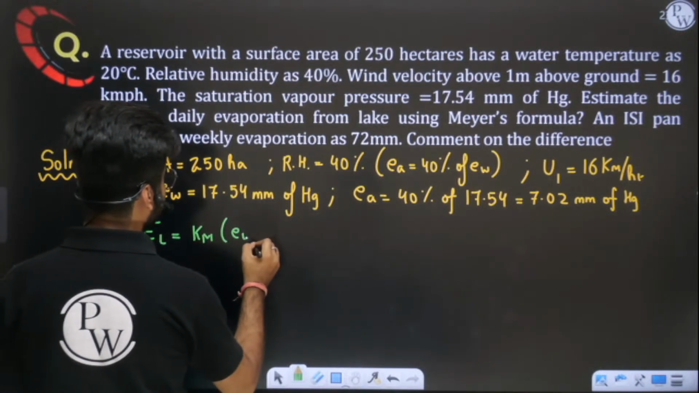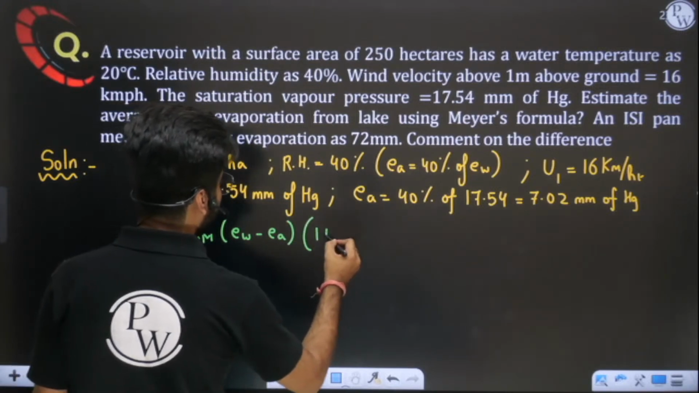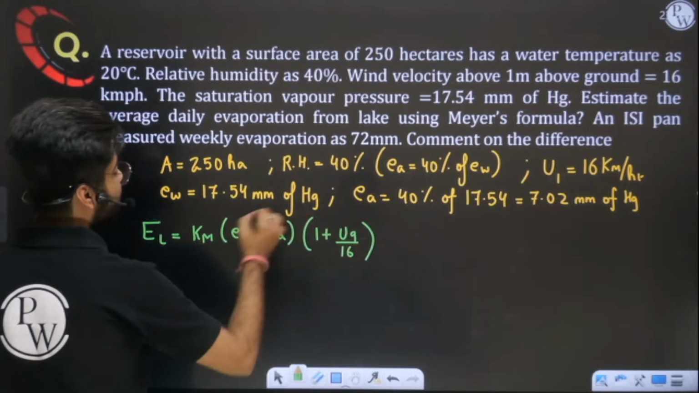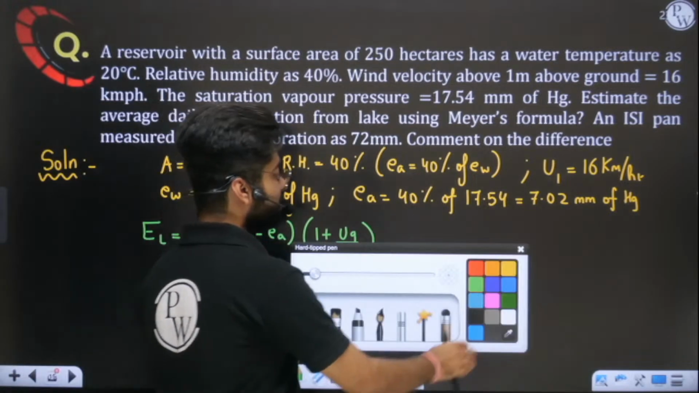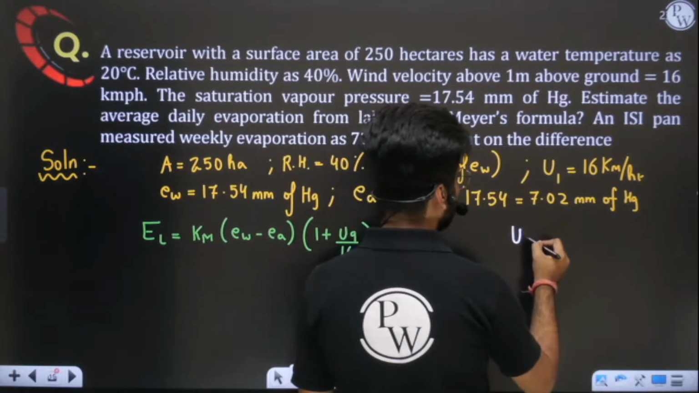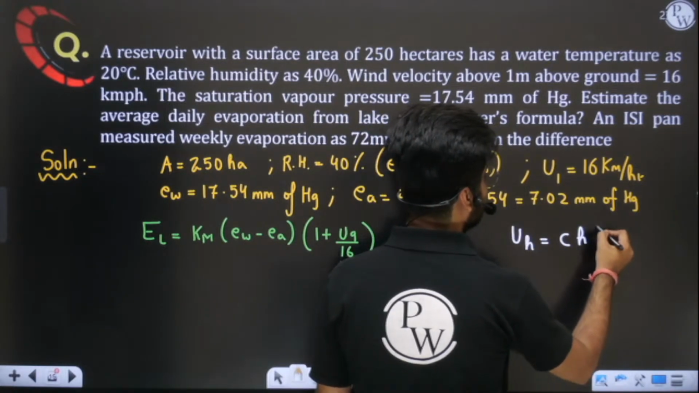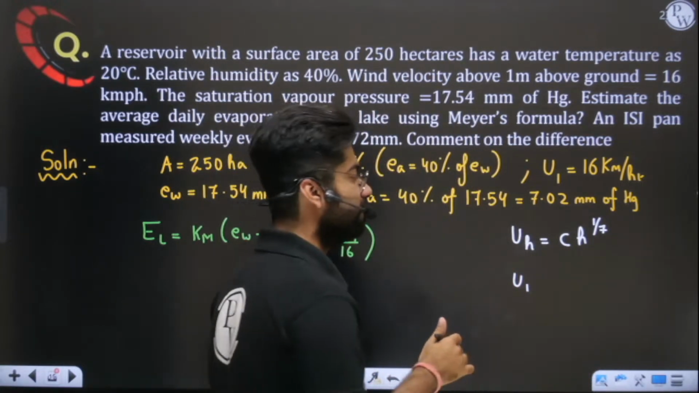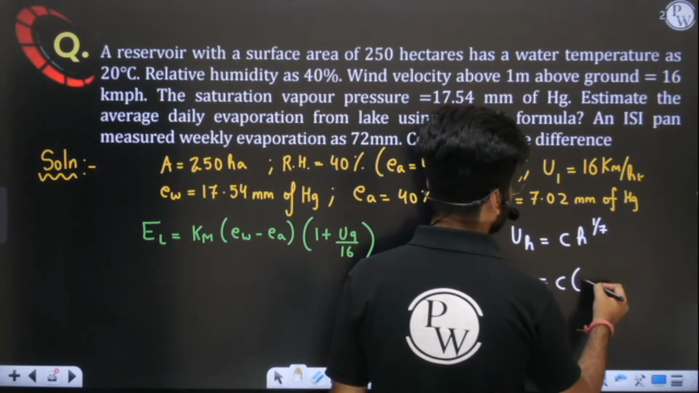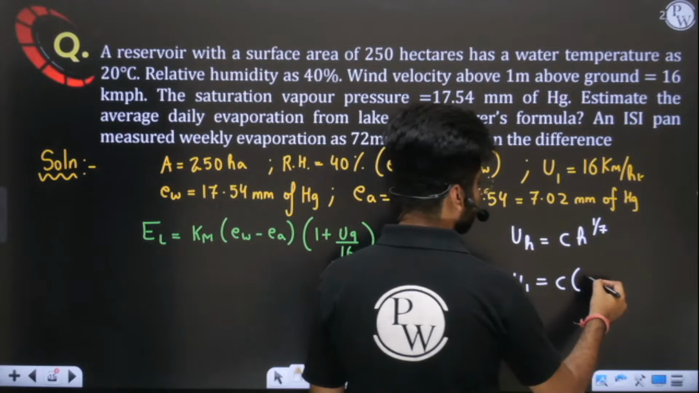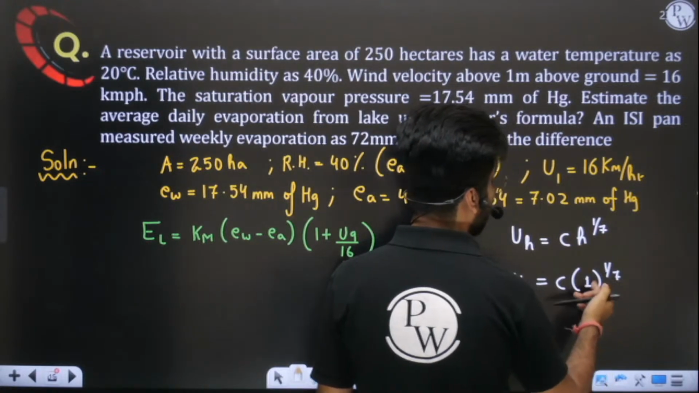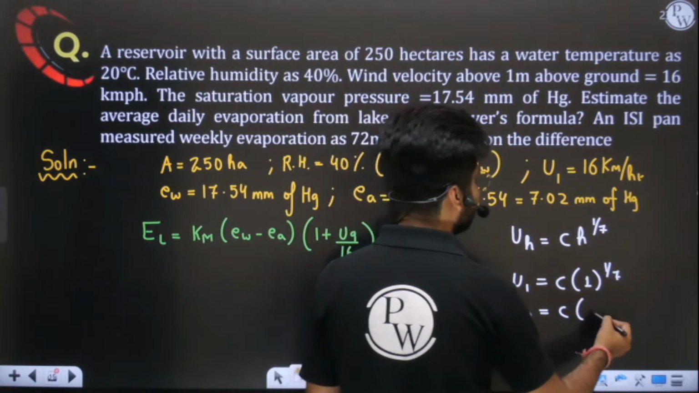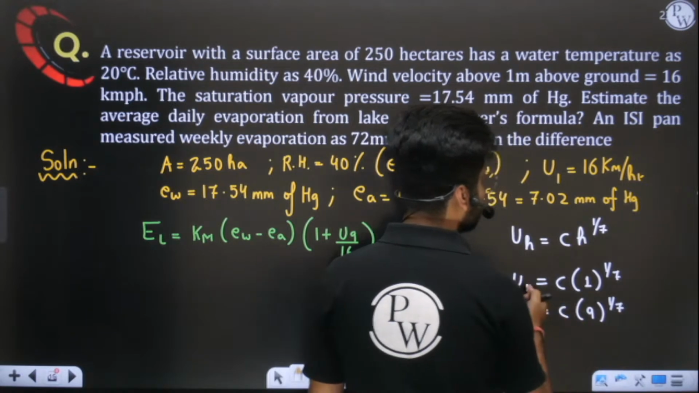Okay, this is Mayer's formula. We have all the things here. But U9 is missing. We don't have U9 here. So, sir, one thing you have told us: UH is proportional to H power 1 by 7. U1 is given to us. The 1 means height is 1 meter. But we are interested in finding the velocity at 9 meters. So I will put 9 power 1 by 7. So this U1 is given to us.